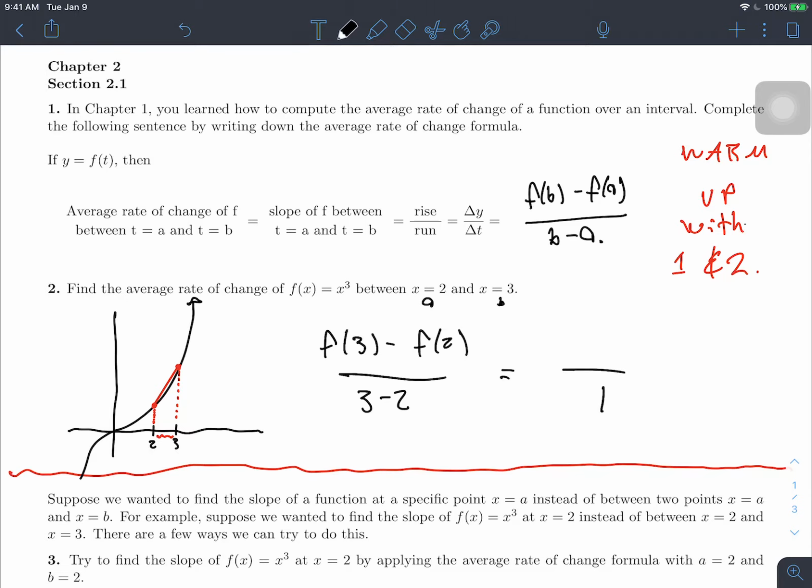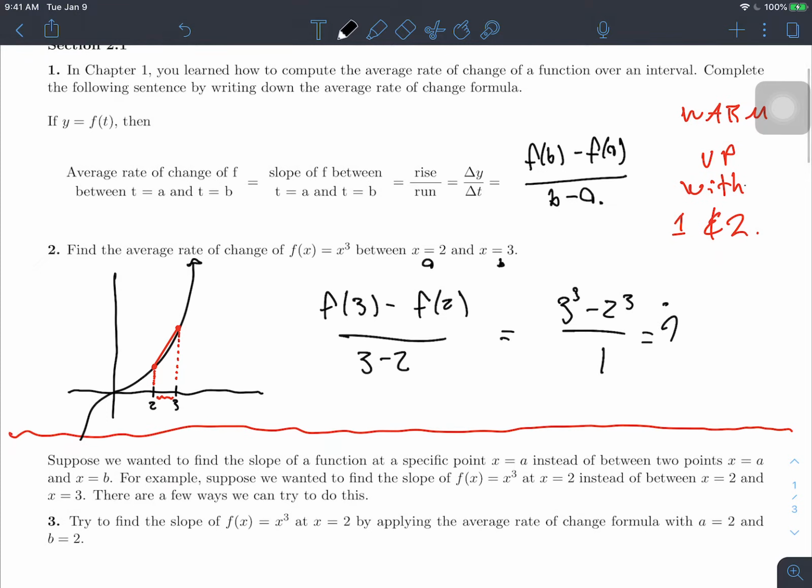And on the top, I'm going to plug these numbers into my function. So first comes 3 cubed. Then we have a minus sign, and then comes 2 cubed. So 3 cubed is 3 times 3 times 3, also known as 9 times 3. If we multiply those numbers together, we get 27, and then a minus sign, and 2 cubed is 8. So we get 19. Okay. That was just a review from the chapter where we talked about average rate of change.